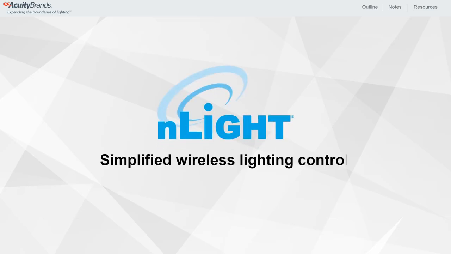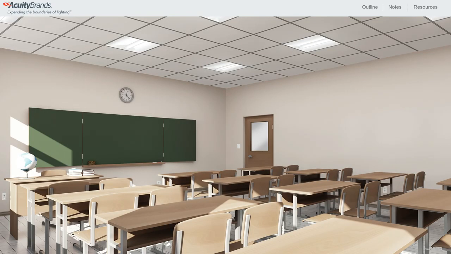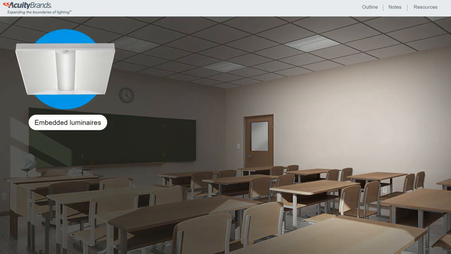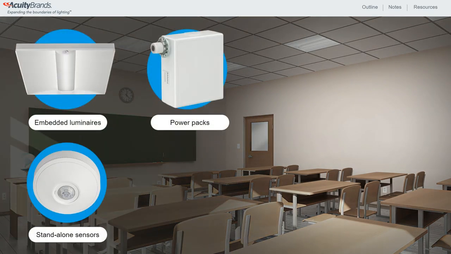nLight Air is a simplified wireless lighting control solution that makes installation and startup easy. In this course, you will learn how to program an nLight Air system for a typical classroom application using the Clairity Pro mobile app.